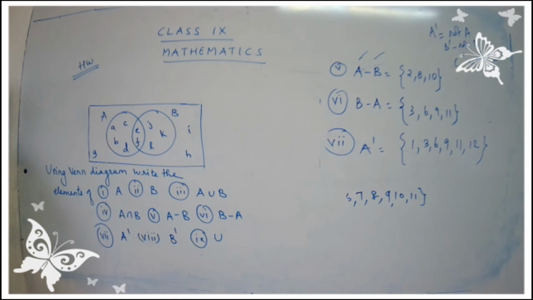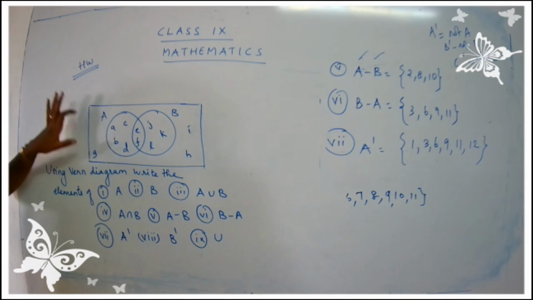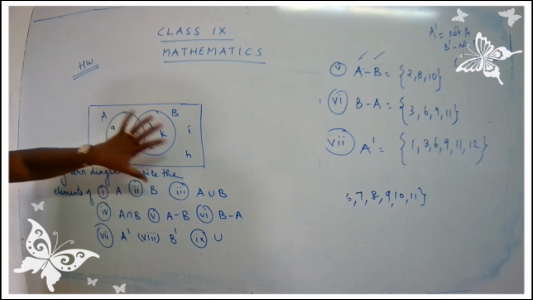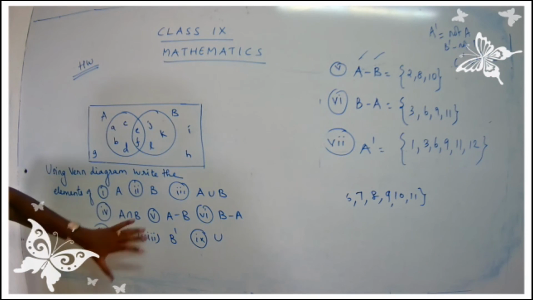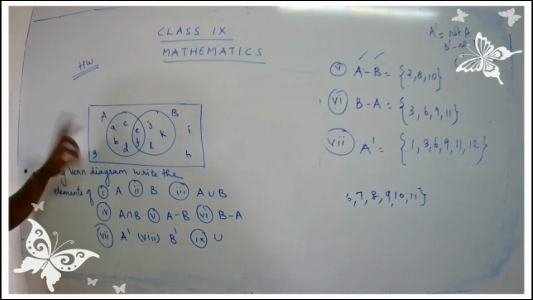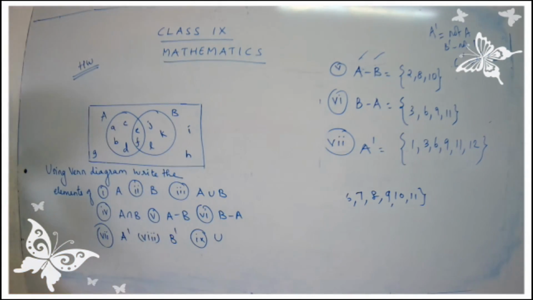Using Venn diagram, write the elements of A, B, A union B. So you have been given a new Venn diagram. So you are going to use this Venn diagram and you are going to find out what is A, what is B, what is A union B, what is A intersection B, what is A minus B, what is B minus A, what is A dash, B dash and U. So do it properly.